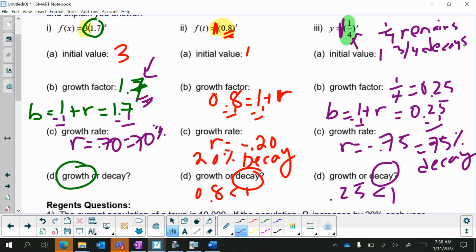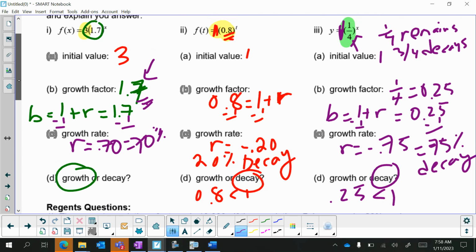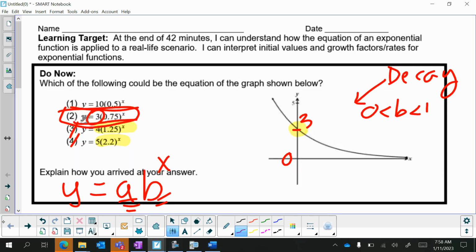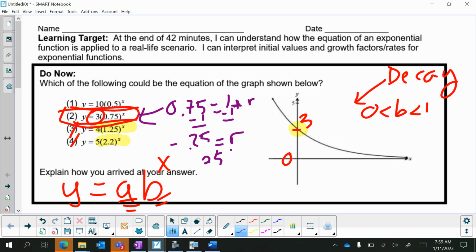All right. So how is that connected now to the do now? Well, if you go back to the do now, you see that it was 0.75 here. So that would mean that 0.75 remains. So what percent decayed? Well, if you subtract 1, you get the rate is negative 0.25, or 25% decay. So that's like a shallower rate than choice 1.